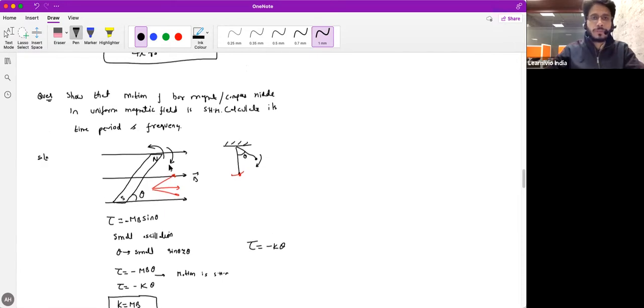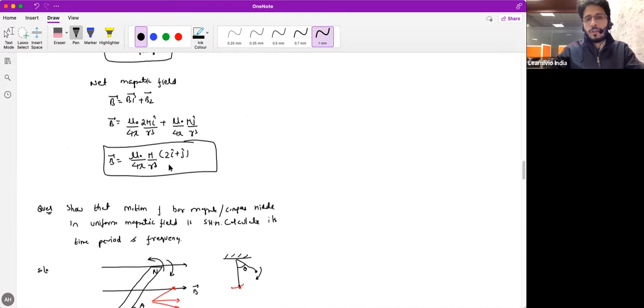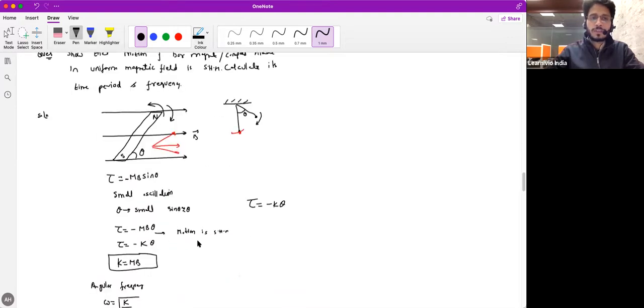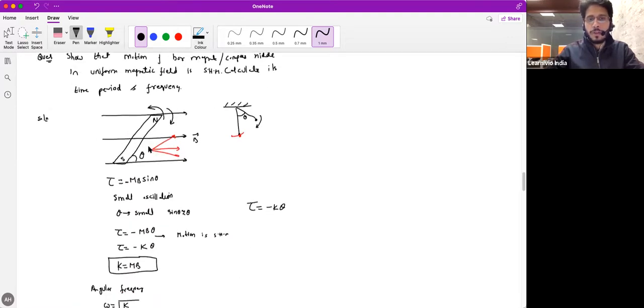See the next question. This was in electrostatics also. Show that the motion of a bar magnet or compass needle in a uniform magnetic field is SHM and calculate its time period and frequency. We know that if you place a bar magnet at an angle theta with a magnetic field, then a torque will act on the dipole.